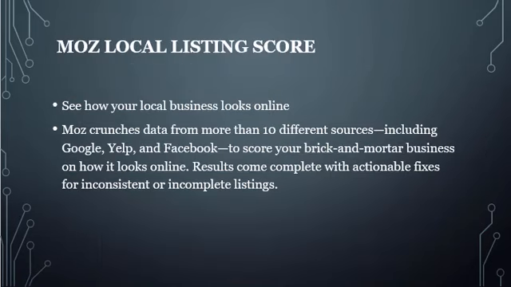The other one is Moz Local Listing Score. Here you can see how your local business looks online. Moz crunches data from more than 10 different sources that includes Google, Yelp and Facebook to score your brick and mortar business on how it looks online. Results come complete with actionable fixes for inconsistent or incomplete listings.